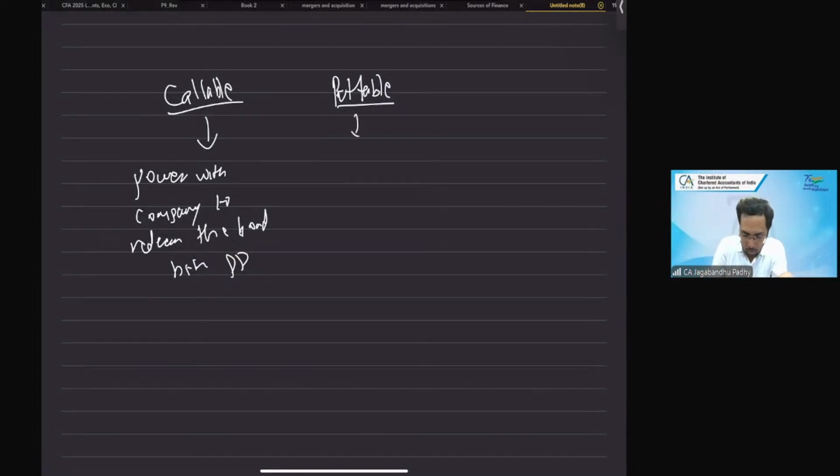And when it is a puttable bond, then we say that there is a power with the investor to sell the bond to the company.